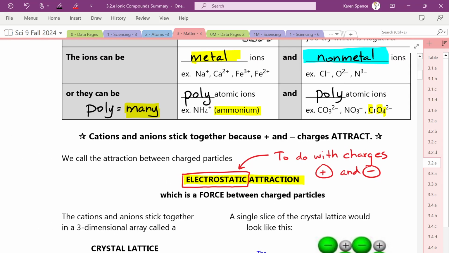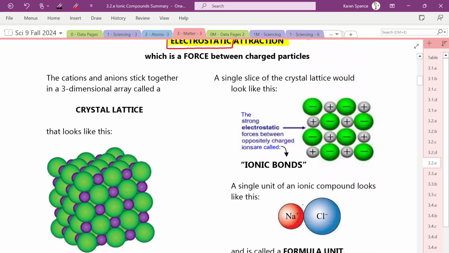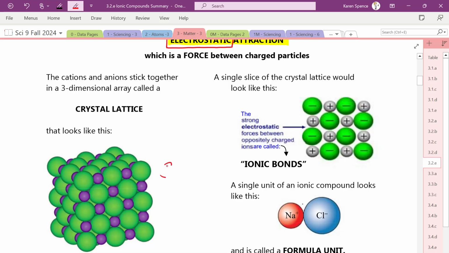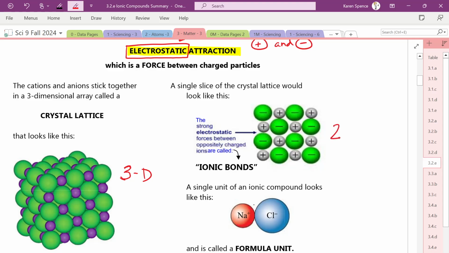By now, you should be getting better at recognizing a crystal lattice, both in its 3D format and also in a 2D slice. Is this a pure substance or is this a mixture? That is a pure substance.